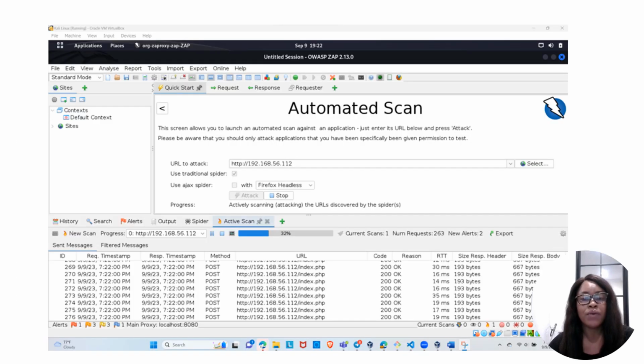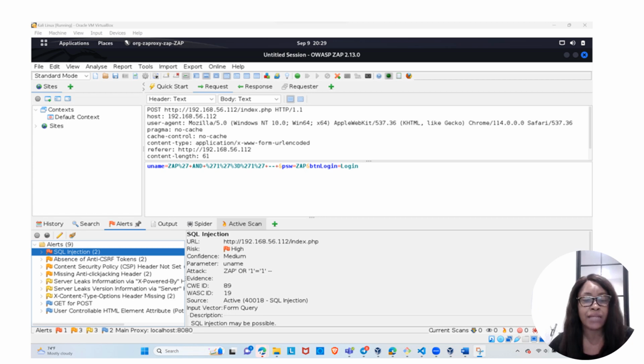I downloaded OWASP on my Kali Linux, and then I ran it against my QGIS machine IP address, which is 192.168.56.112. Here are the vulnerabilities that are present. These vulnerabilities came from all the open ports, and you can see the SQL injection, the absence of the anti-CSRF token, the content security policy, server leak information, X-Content-Type-Options header missing, and so forth. These are the vulnerabilities that came out from using OWASP.